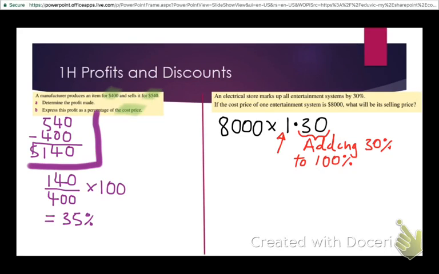So, punch that into a calculator, 8,000, and multiply it by 1.3. Don't need the extra 0 on the end. Okay, and that entertainment system will come out as being $10,400. Must be a pretty good unit for that price. Okay, so hopefully that is not too difficult.